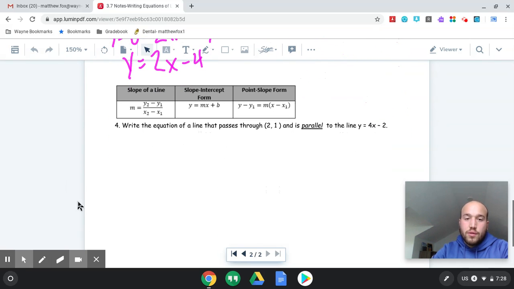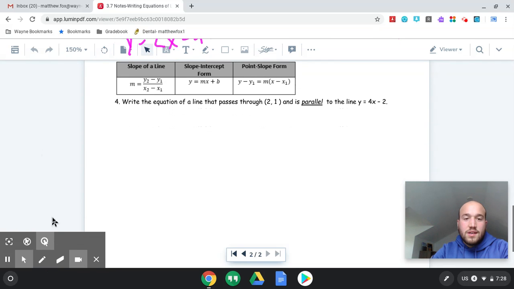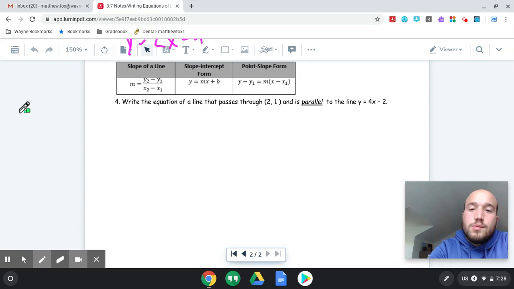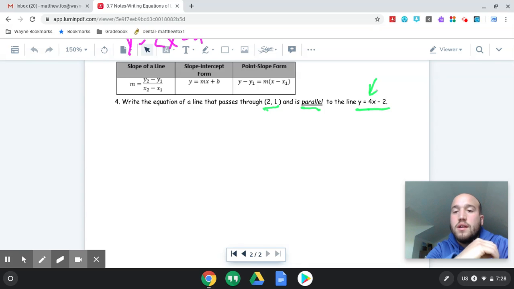We'll go here to the fourth one. Once again, we are writing an equation of a line that passes through this point, and it's parallel. Keyword: parallel. If it's parallel, I've said it probably 4 times, maybe more in this video, it has the same slope. It has to be exactly the same. So we look right here, and once again, using y equals mx plus b, this number right in front of the x is our m. So our slope equals 4. And because it's parallel, the line we're writing will also have a slope of 4.